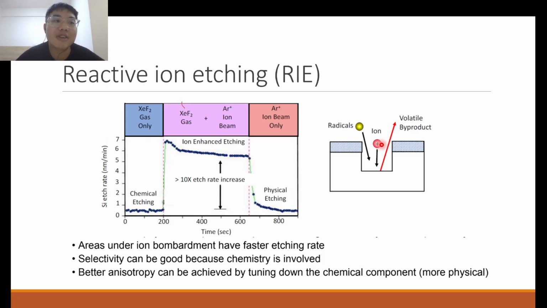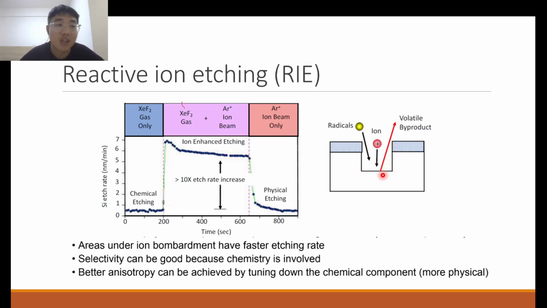So for silicon, you're still relying on the chemical reaction Si plus 4F gives you SiF4. However, we can also achieve very good anisotropy because the ion bombardment comes down vertically. If you control your process parameters well, the ion bombardment goes down vertically and bombards the bottom surface of your trench and not the sides. So the etching can be more vertically downwards, and we call this better anisotropy.